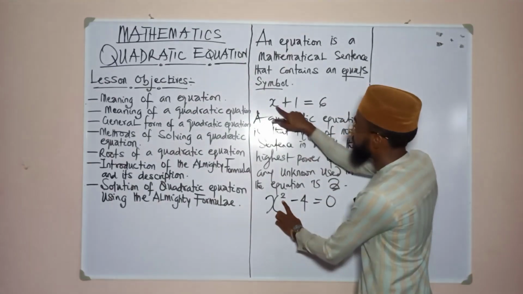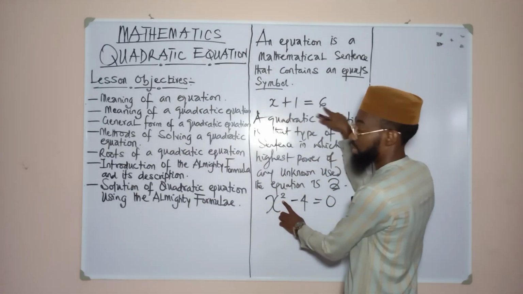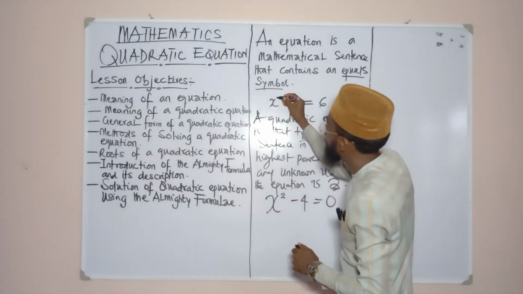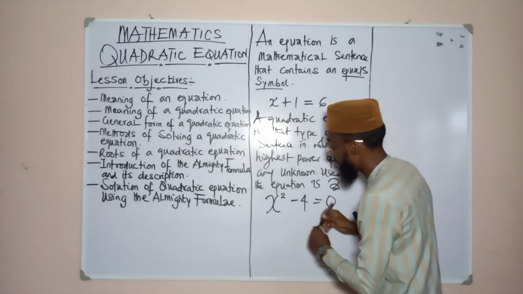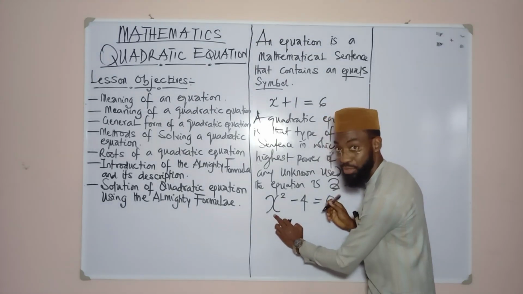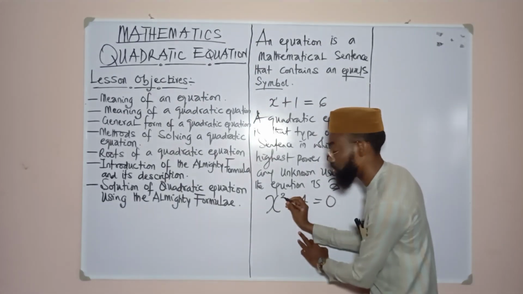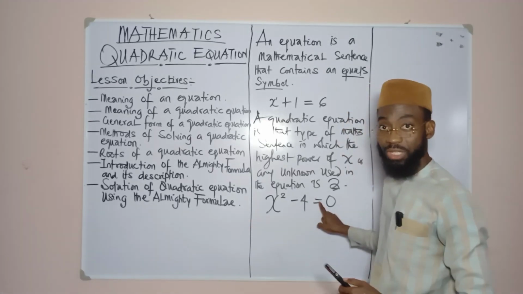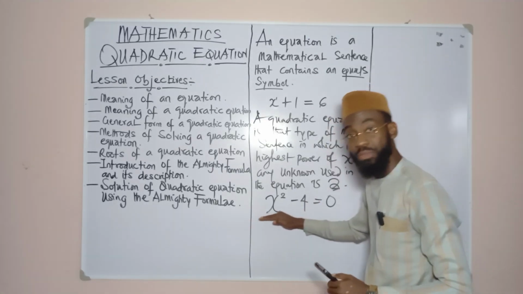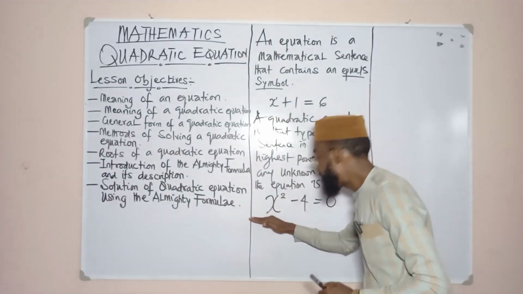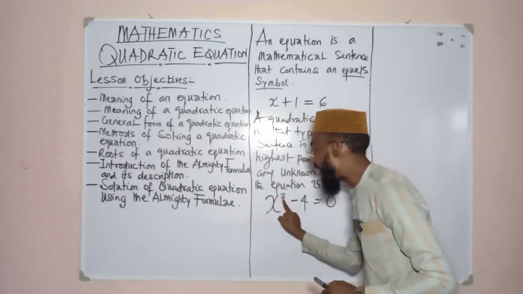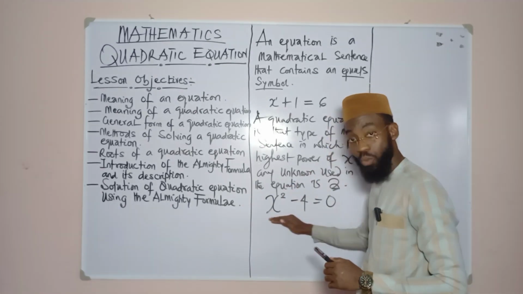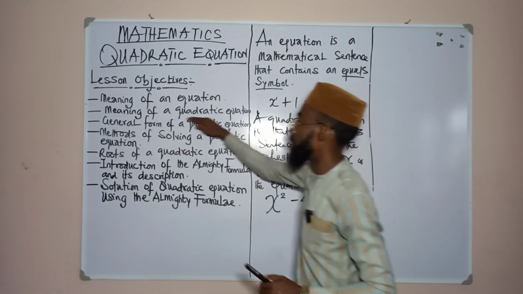Now you could see a difference between the first equation we've written and the second one. The highest power of x in the first one is 1, while the highest power of the variable in this particular equation is 2. So whenever an expression contains an equal symbol, it becomes an equation. And if in that equation the highest power is 2, we call that equation a quadratic equation. We are done with this.